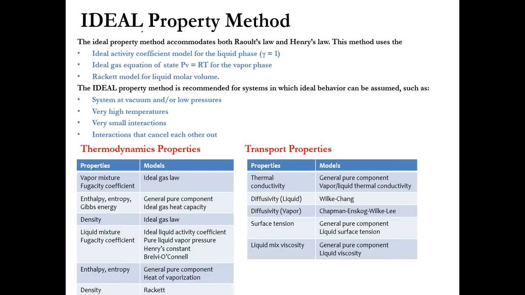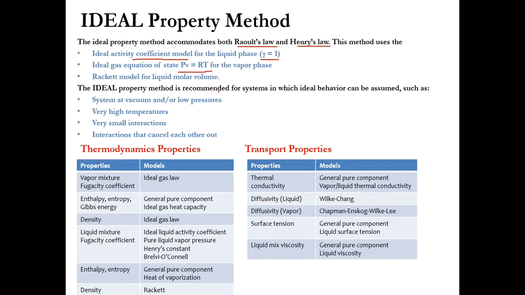Now, the ideal property method is based on Raoult's law and Henry's law. The ideal property method accommodates both Raoult's and Henry's law. This method uses the ideal activity coefficient model for the liquid phase, gamma equal to 1, the ideal gas equation of state, PV equal to RT, for the vapor phase, and the Rackett model for liquid molar volumes.